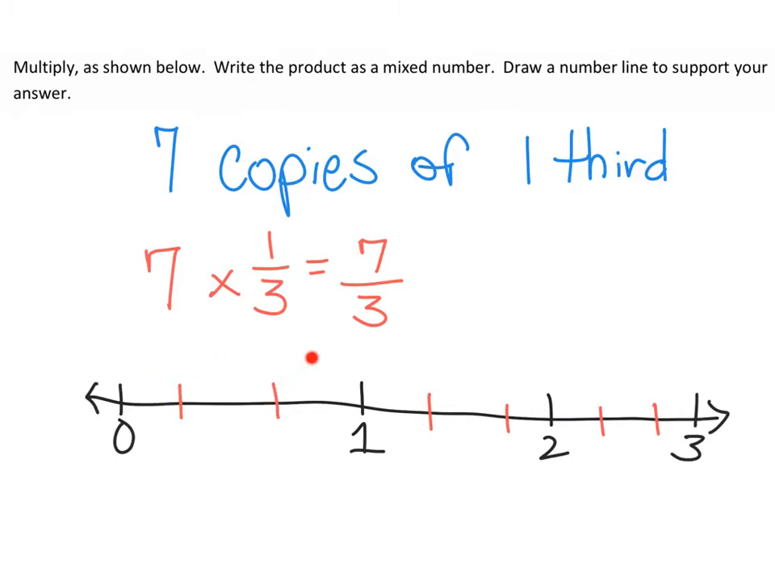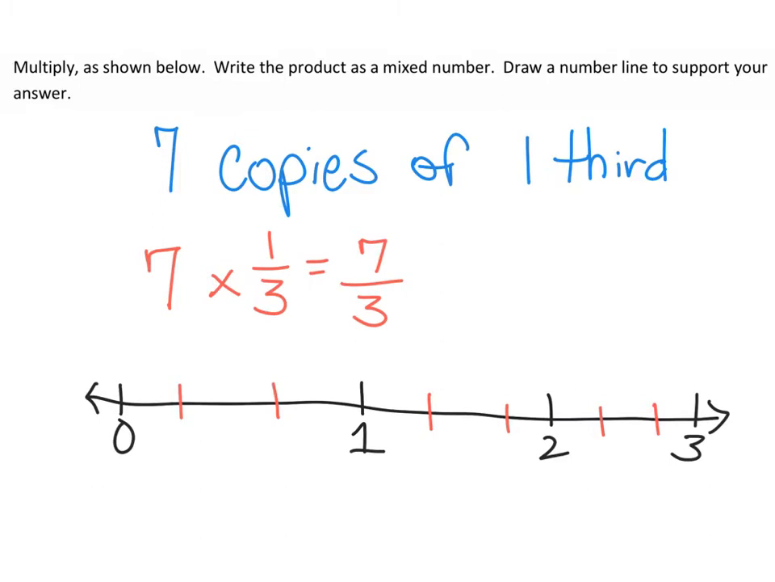1/3, 2/3, 3/3, 4/3, 5/3, 6/3, 7/3. Look at that. We ended up right here after the whole of 2. We look like we ended up at 2 and 1/3. So that's kind of cool.